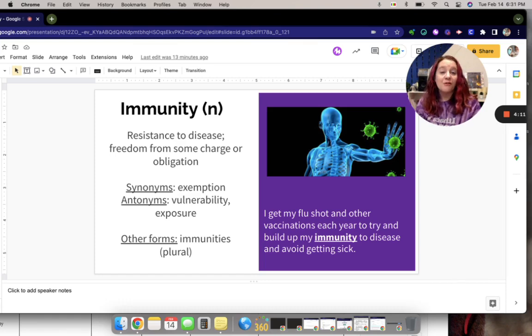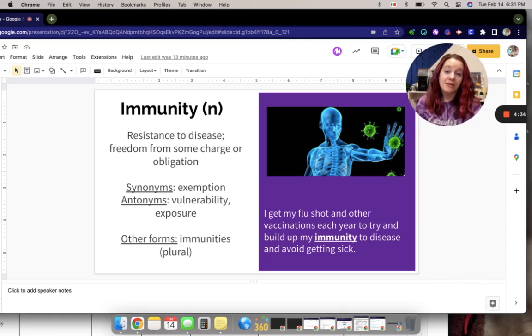The plural noun form, notice it has the IES ending, because our word ends with a consonant and then a Y, a TY. So immunities, IES, plural noun form. And my sentence, I get my flu shot and other vaccinations each year to try and build up my immunity to disease and avoid getting sick. I've got some good context in that sentence.